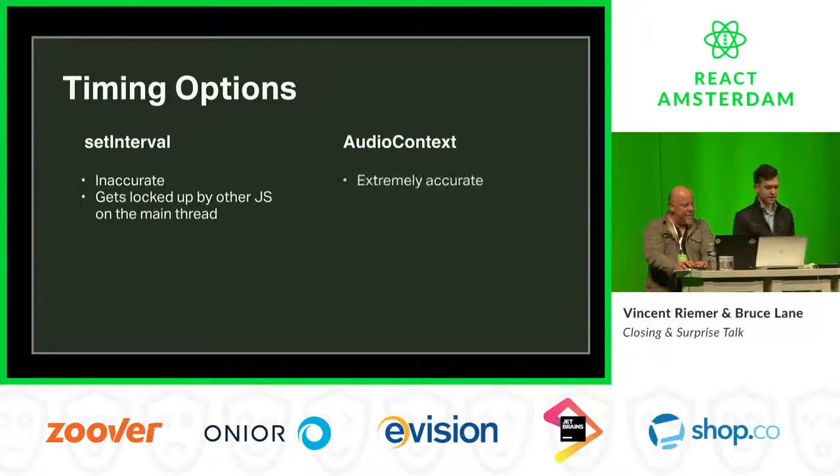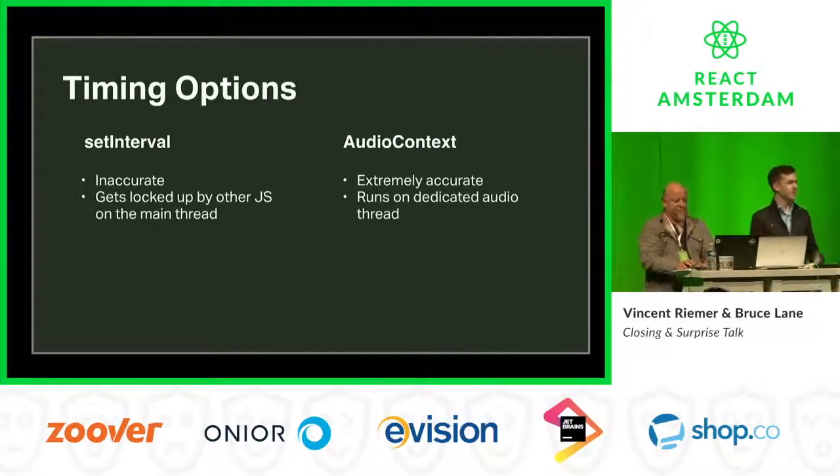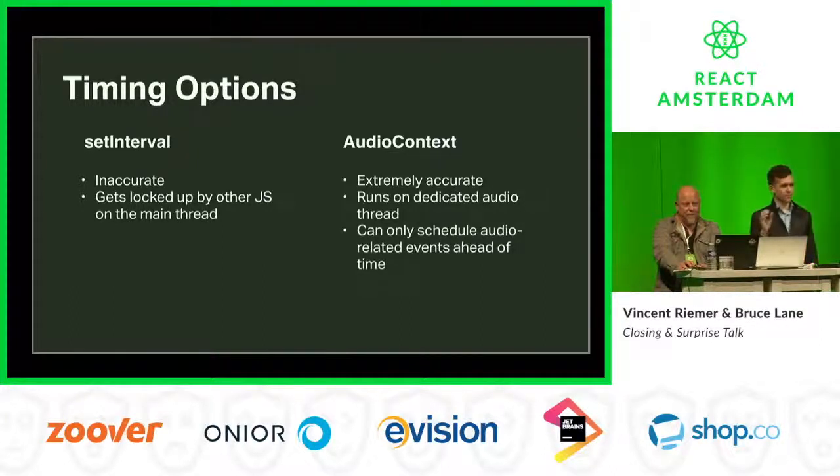Now, audio context is extremely accurate, provided that you are scheduling things, mainly because it only runs on its own dedicated audio thread. You would think that if the Web Audio API provides you a method of timing, that it would be the best solution for timing audio. The one concern is we can really only, with true accuracy, schedule things ahead of time. You can't just say, I want something now. It just doesn't work like that.